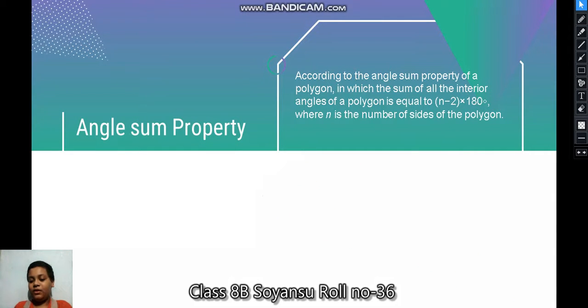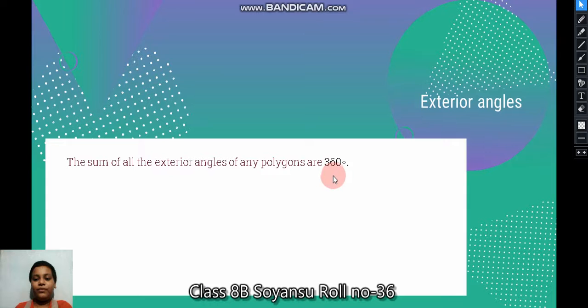Okay, so let's go ahead. I hope this formula is clear. So (n minus 2) into 180 degrees is the whole formula to find the angle sum of any polygon.